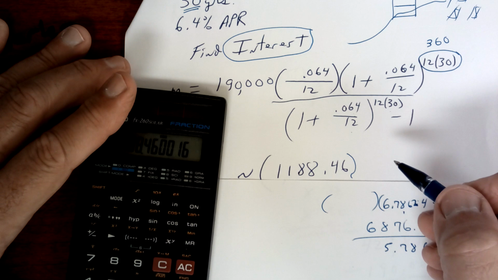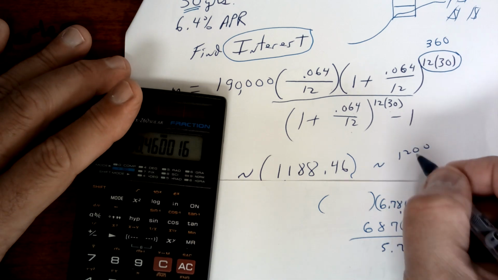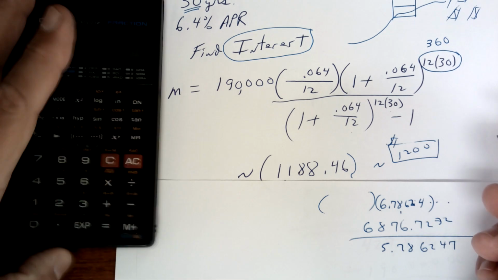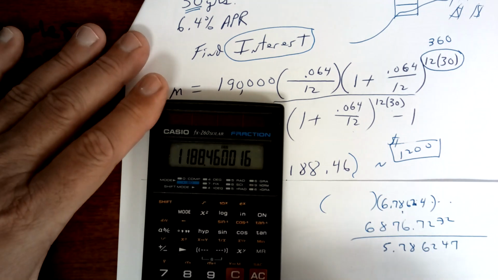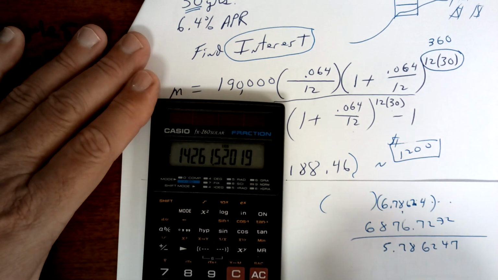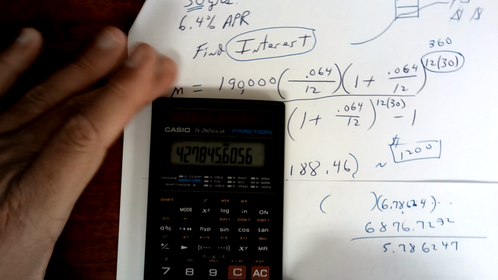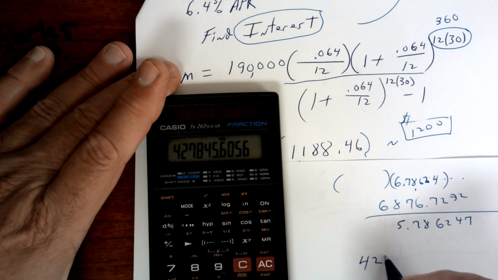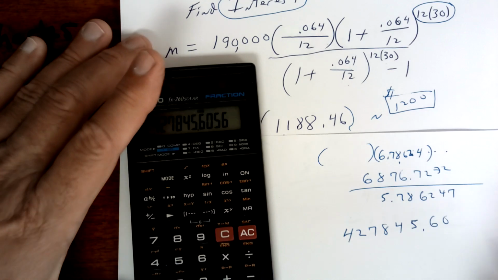So every month you're paying about $1,200 to live where you're living. That's your monthly payment. Now, you have to take this amount times 12, because there's 12 months in a year, times 30, because you're borrowing it over 30 years, which is crazy. And so the amount you're going to pay back is 427,845.60. That's your total payback.